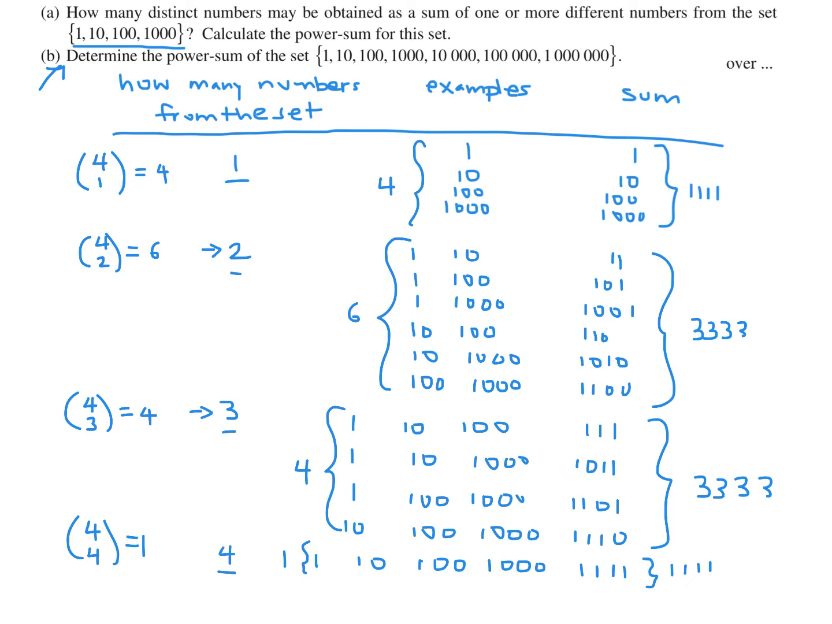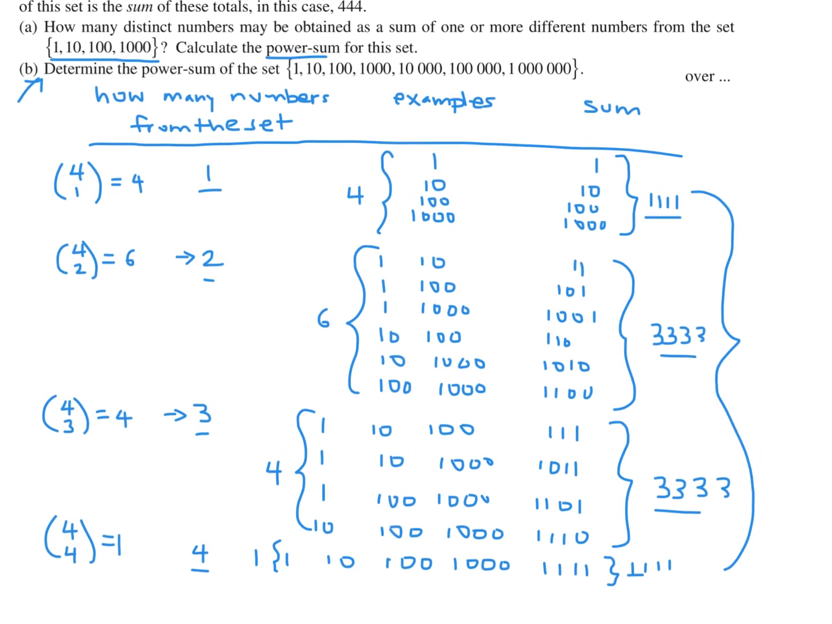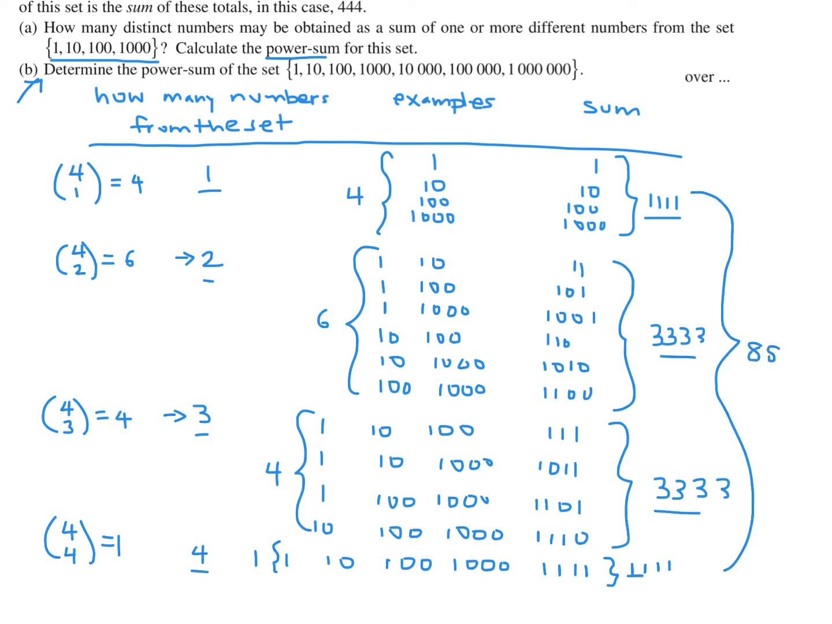So that's about as complete as I can make this. And now the power sum, of course, which is what they want, is the full total. This guy, this, and this. And that full total is, I believe, 8888. So there you go.